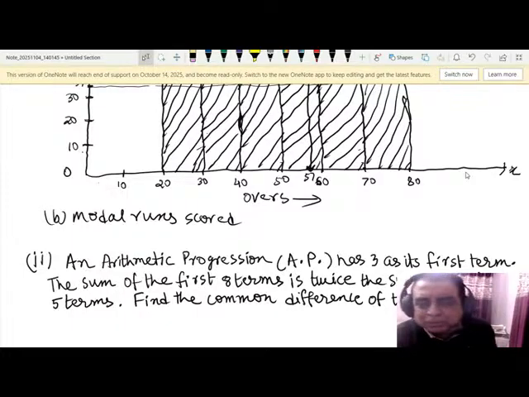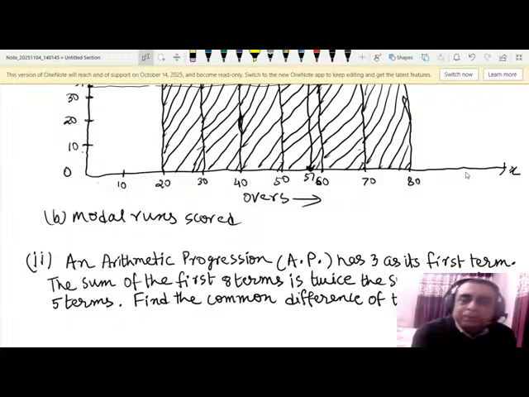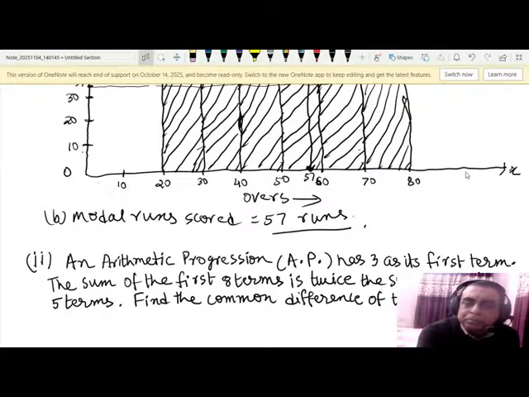Thus, approximately you may see in the graph paper very clearly. But here we are doing a rough sketch, so I am just guessing it. It may be approximately 57 runs. So that is the answer of B part.